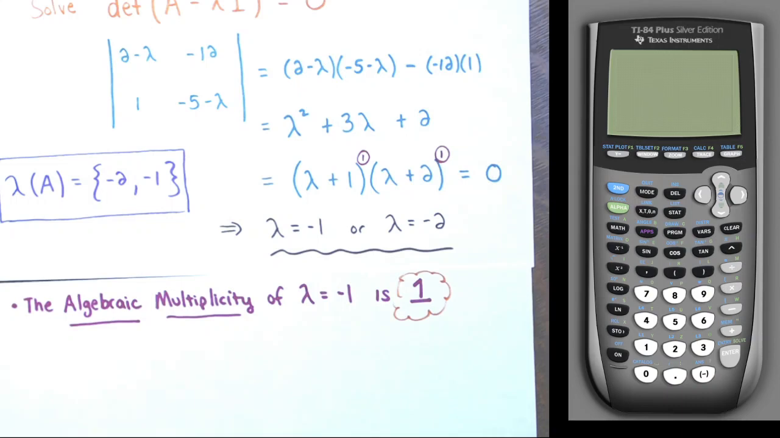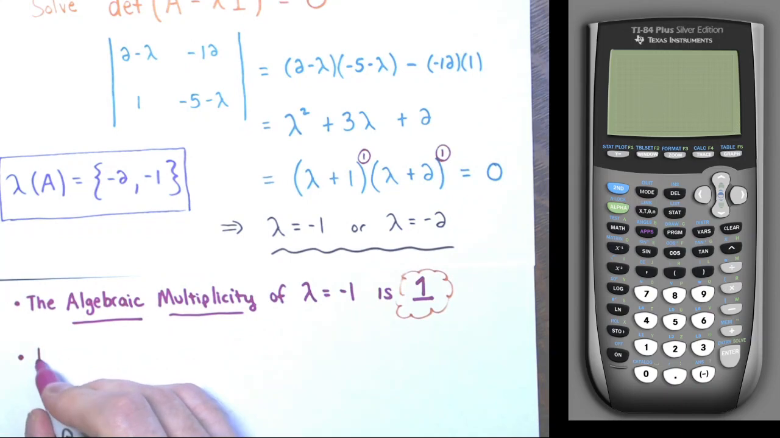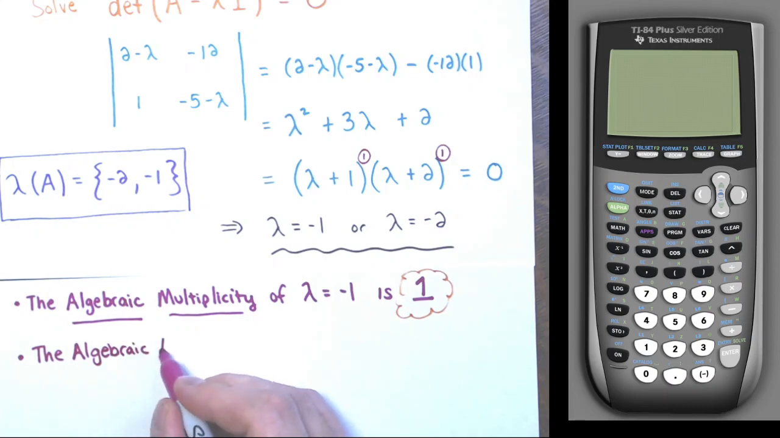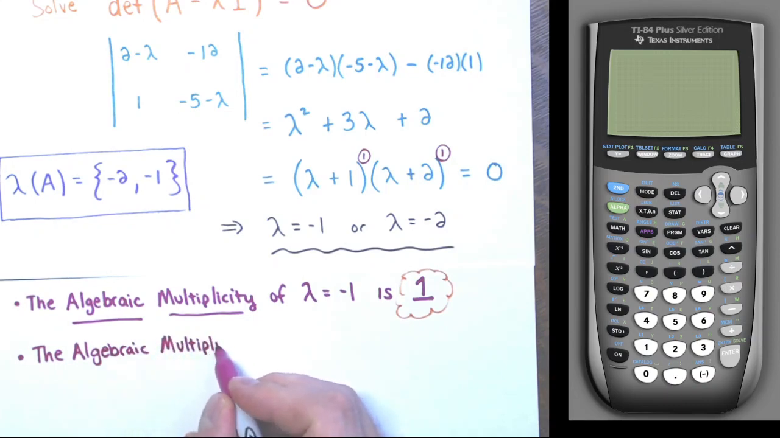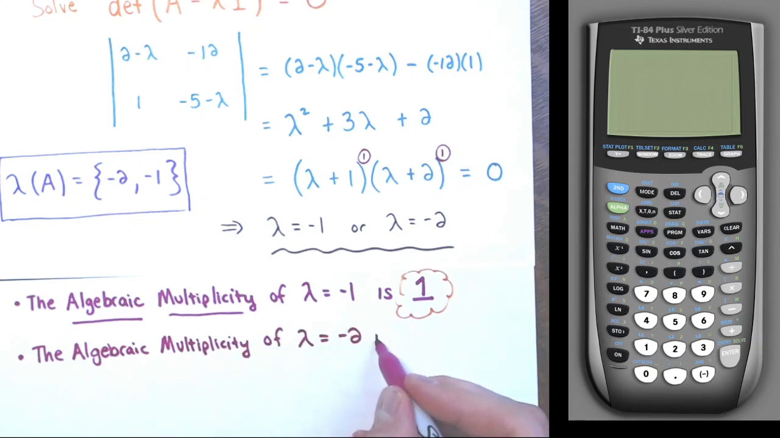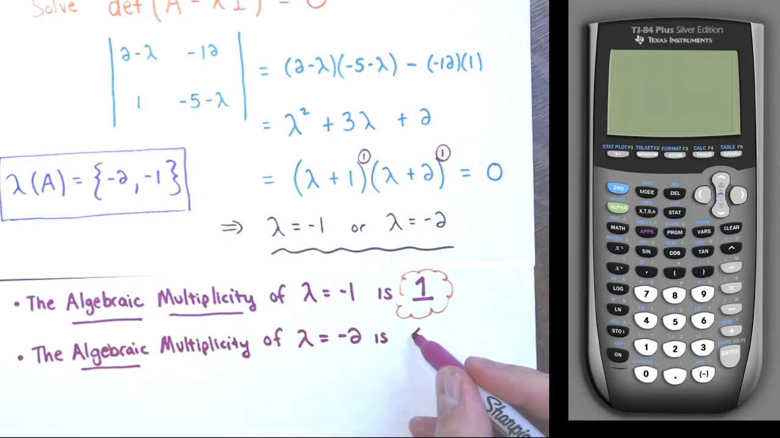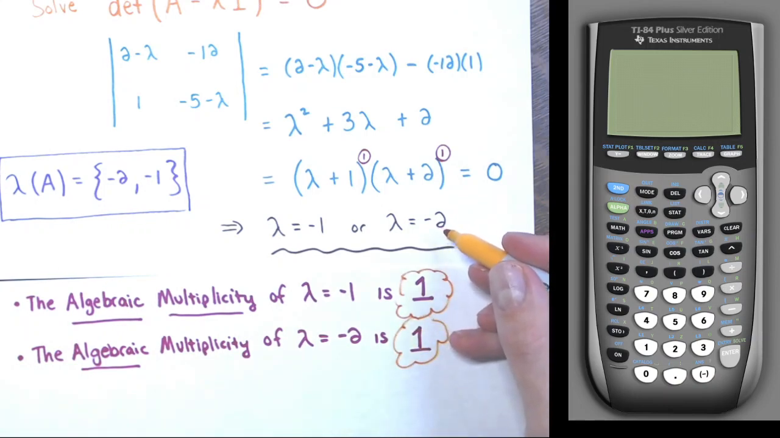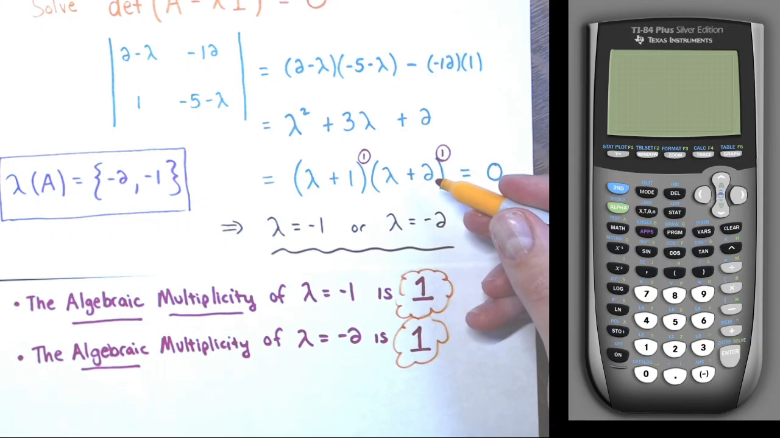So yet again, I'll write the algebraic multiplicity again, so hopefully we get used to it. The algebraic multiplicity of lambda equals negative 2 is also 1, because the number negative 2 only appears as a solution to this equation one time.